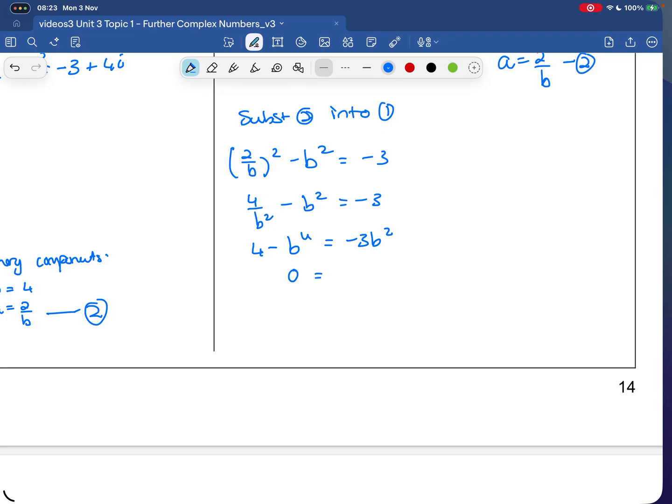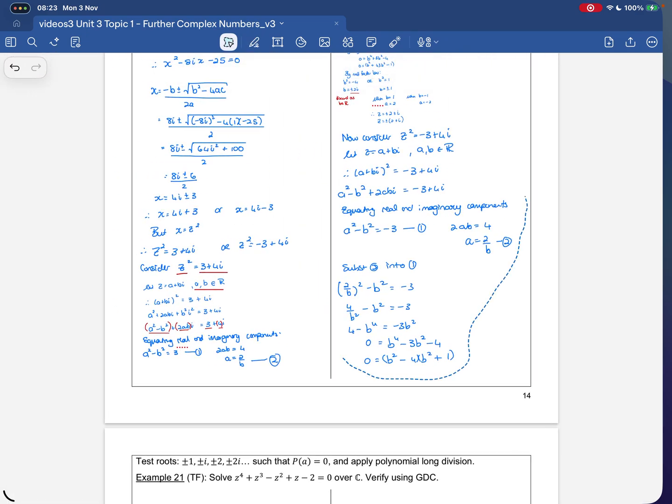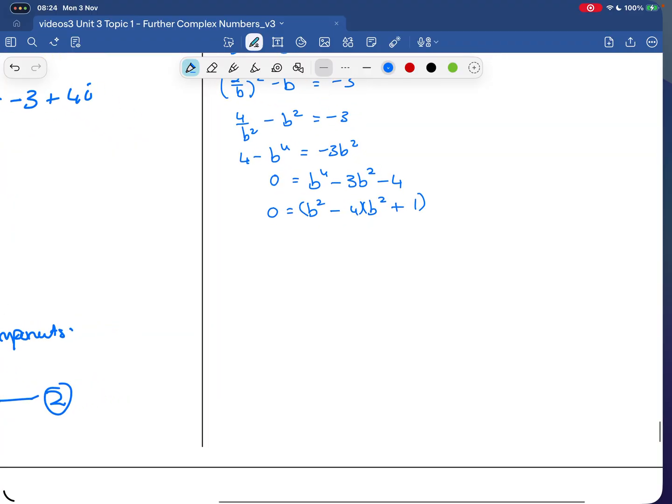And I can take that across, makes it easier. Minus 3b squared minus 4. And they've made it nice and easy for me to factorize again. This time it's going to be negative 4 and plus 1. And I'm going to give myself a little shrinkage here again. When you're working in this, you probably want to give yourself a bit more space. And I've got a null factor law. So we have b squared is equal to 4, or b squared is negative 1.